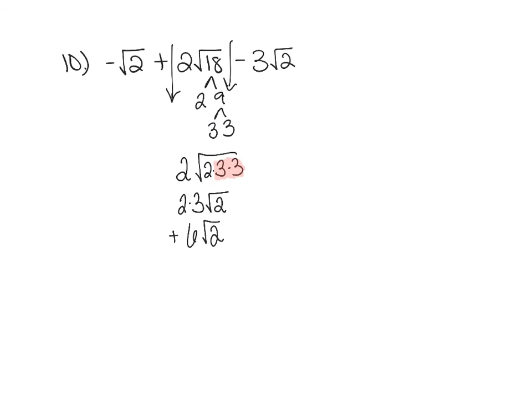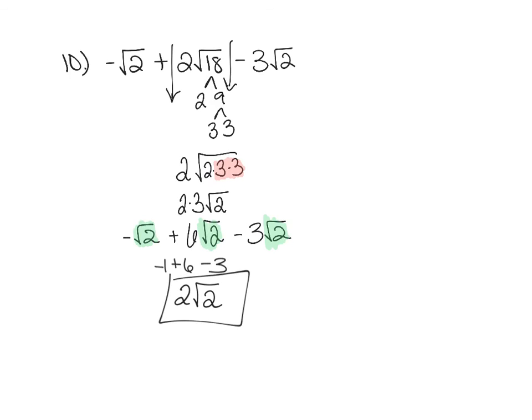And now I'm going to just drop down the rest of it. So negative radical 2 plus 6 radical 2 minus 3 radical 2. Now let's see what is like terms. So we have a radical 2, another radical 2, and another radical 2. So they're actually all like terms. So we're going to combine those together. Got a negative 1 plus 6 minus 3. So negative 1 plus 6 is going to give me 5. And then minus 3 is going to give me 2. So 2 radical 2. And there's your final answer.